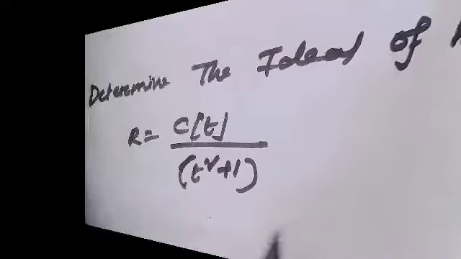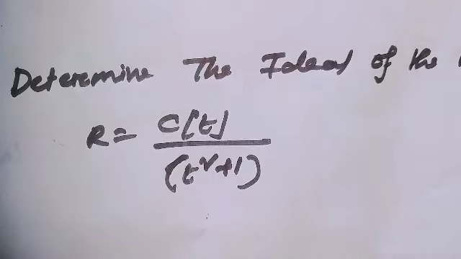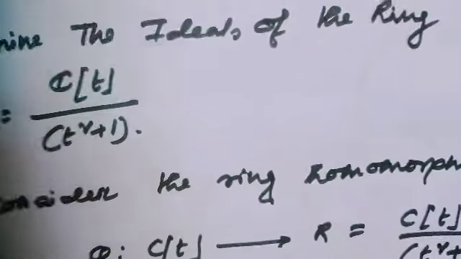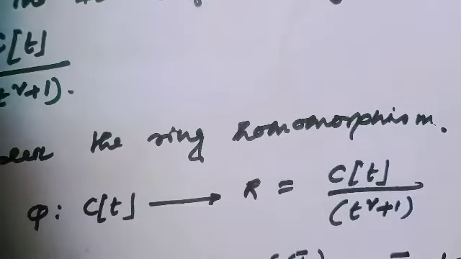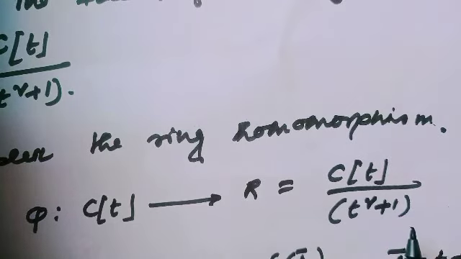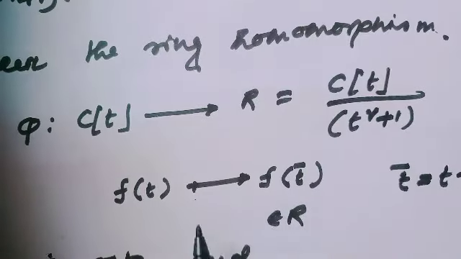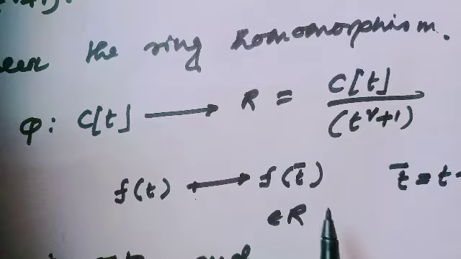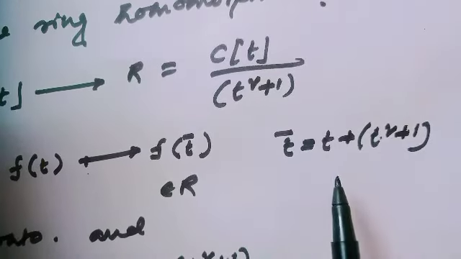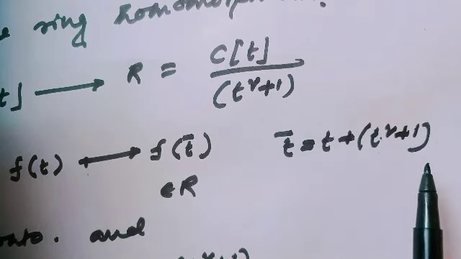Okay? Now my next question is, determine the ideals of the ring R = C[t] modulo t² + 1. This type of question is very important for any competitive exam. For this, consider the ring homomorphism φ from C[t] to R, where the ring R is denoted as C[t] mod t² + 1. Here the function is denoted as f(t) maps to f(t) bar, where t bar equals just the coset of the element t + (t² + 1).